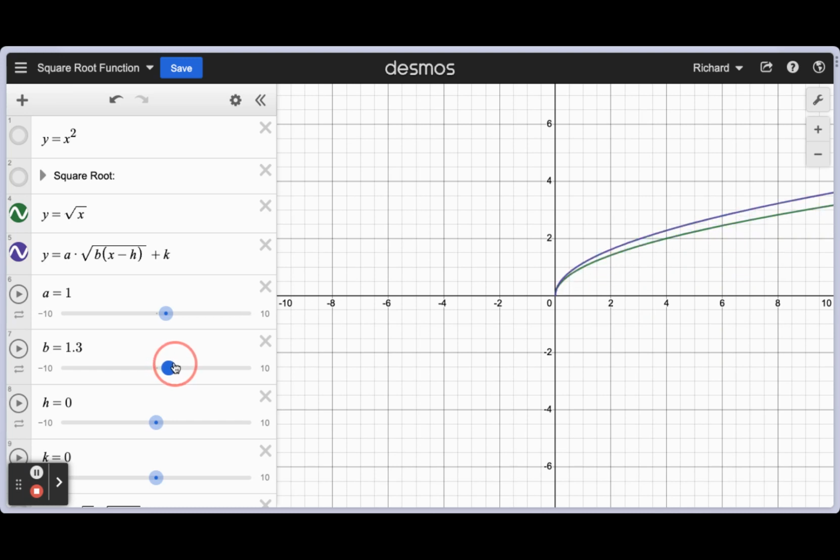Kind of looks the same, doesn't it? But what's really happening is that as I'm increasing B, it is being pulled towards the x-axis, the y-axis. So it's a dilation in the direction of the y-axis. But it does kind of feel like it's doing the same sort of thing, but it's only because of the shape of the graph.